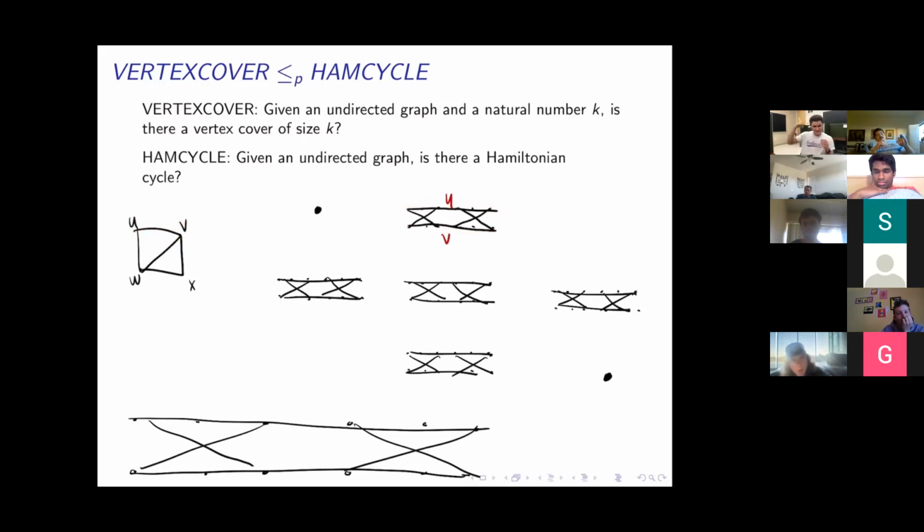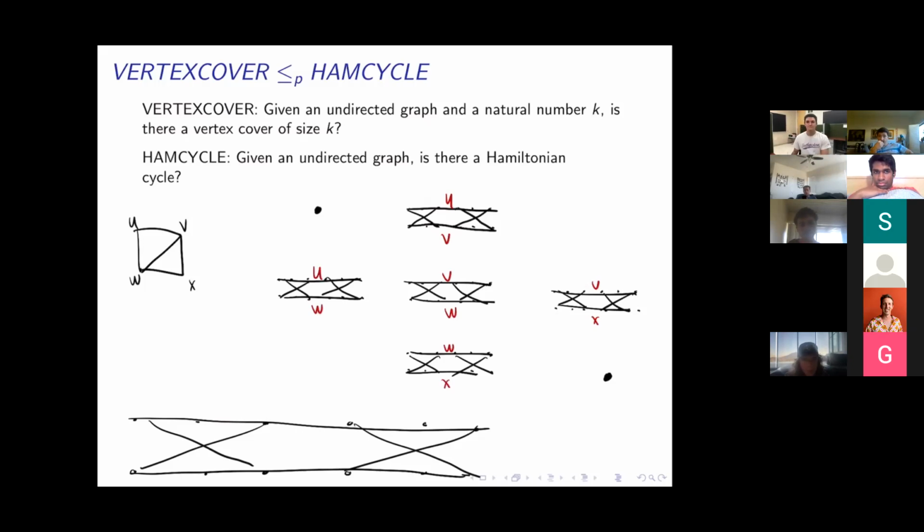I'm going to think of the top 6 nodes as corresponding to U and the bottom 6 as corresponding to V. Similarly for U and W, this one will be the middle one for V and W, this one will be the right one for V and X, and this one will be the bottom one for W and X.